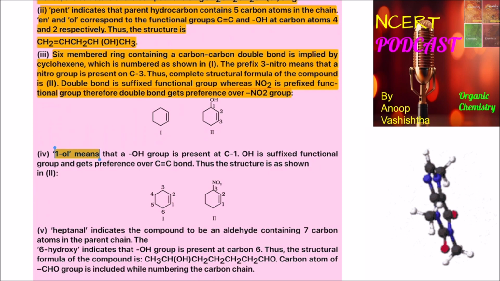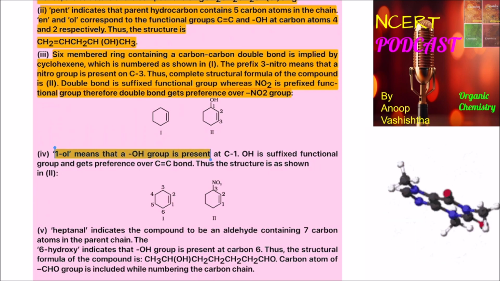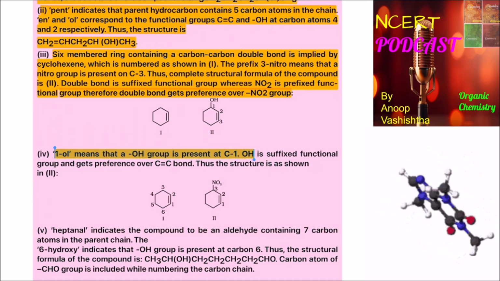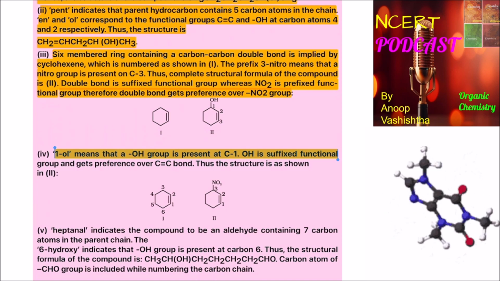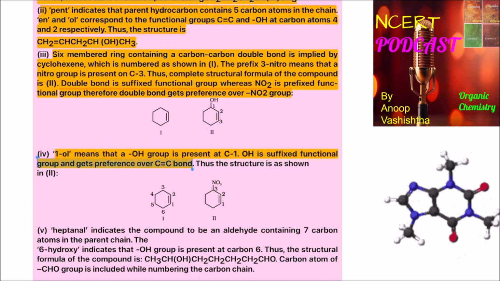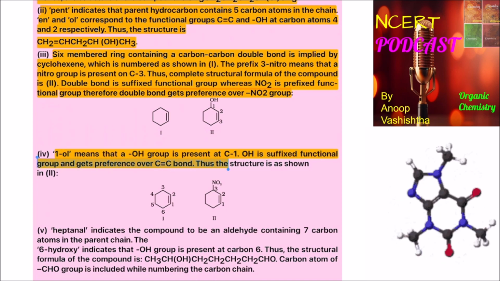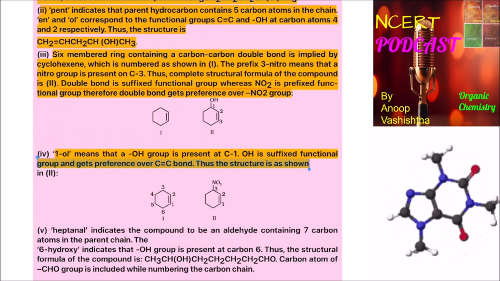4. 1-ol means that an OH group is present at C1. OH is a suffixed functional group and gets preference over the C=C bond. Thus, the structure is as shown in 2.